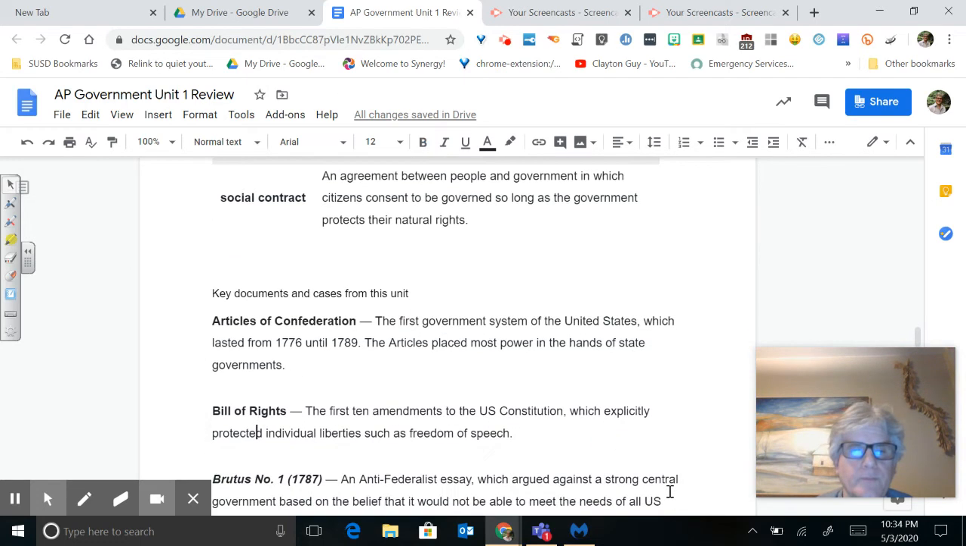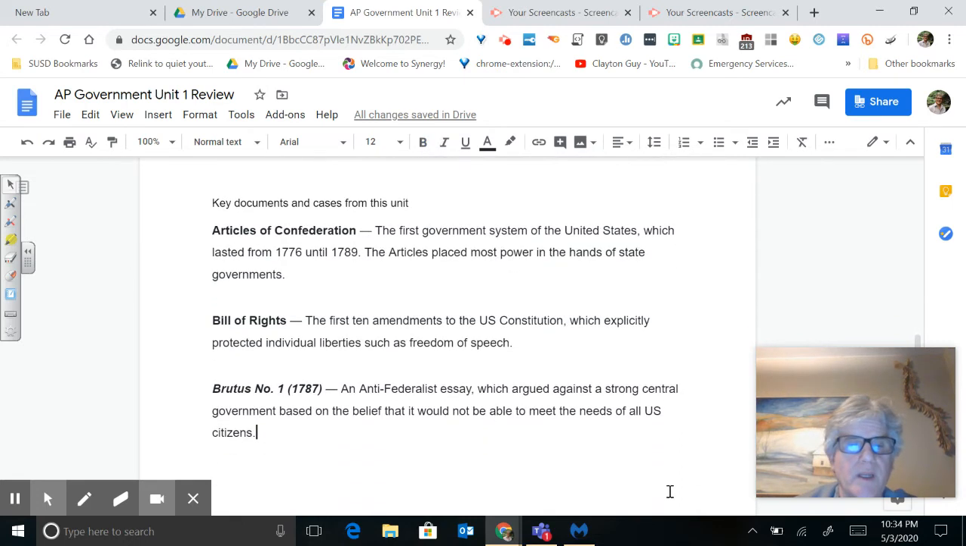The Bill of Rights, the first 10 amendments to the U.S. Constitution, explicitly protected individual liberties such as freedom of speech, freedom of religion, freedom of press, right to bear arms, and then you had no cruel and unusual punishment, the Fifth Amendment rights of grand jury, and there's no double jeopardy. So there's a lot of rights in the first 10 amendments. It was put in by the Anti-Federalists to protect people's freedoms. It was a compromise between the Federalists and Anti-Federalists to get the Constitution approved.